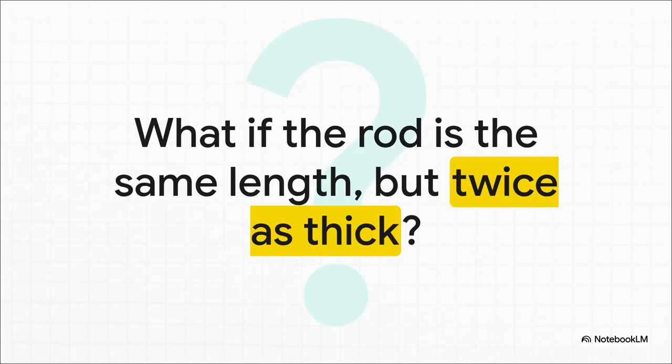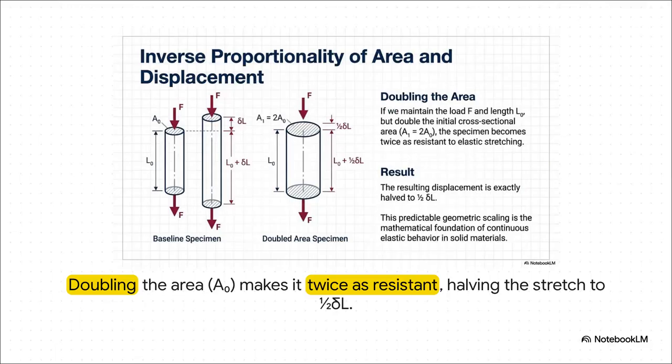All right, round two. Let's switch it up. What if the rods are the same length, but one is twice as thick? It has double the cross-sectional area. We pull with that same force. What happens to the stretch now? This time, it's the exact opposite. By doubling the area, you've essentially made the rod twice as tough, twice as resistant to being stretched. So the total amount of stretch gets cut exactly in half.